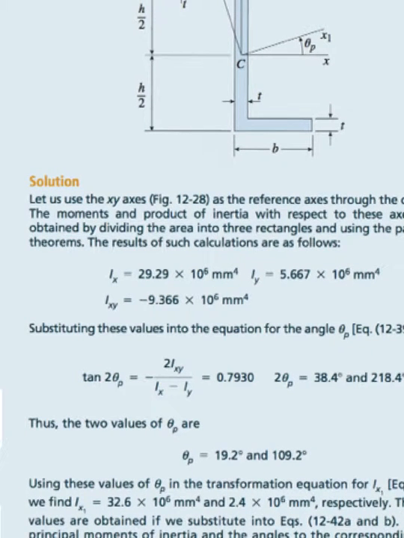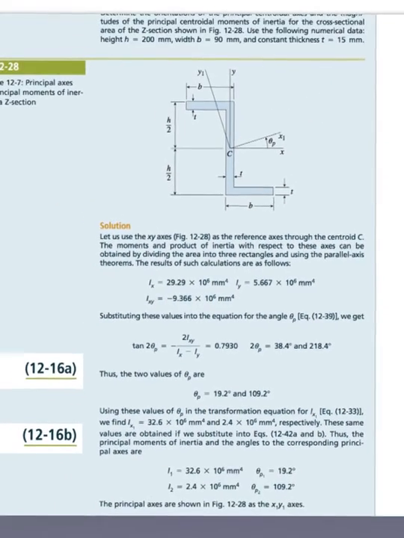Particularly this sentence here. It says the moments and products of inertia with respect to these axes, and the axes they're talking about are the y-axis and that y-axis there. They're saying the moments and products of inertia with respect to these axes can be obtained by dividing the area into three rectangles and using the parallel axis theorem. The results of such calculation are as follows, and this leads to why I put these equations here.